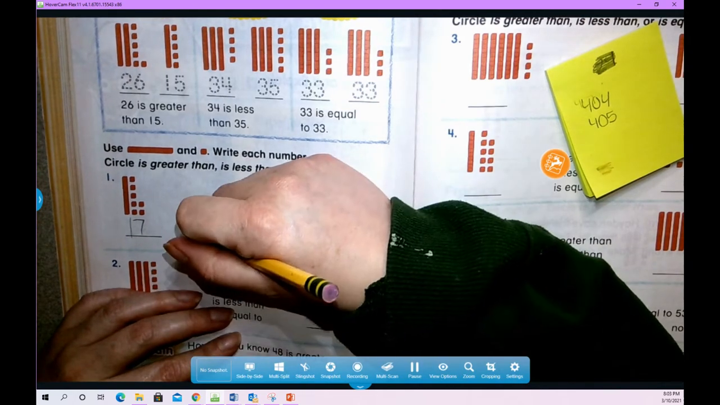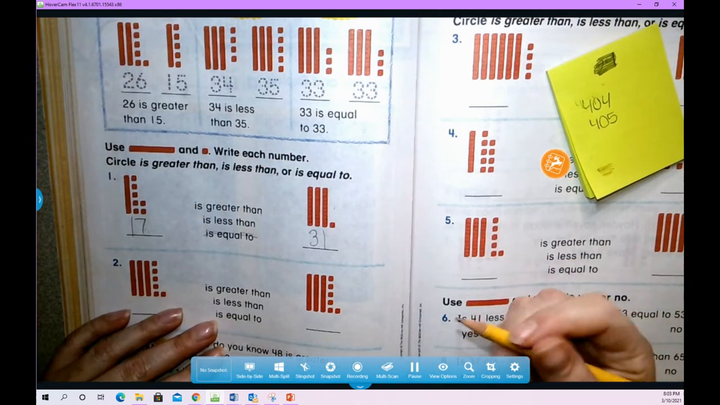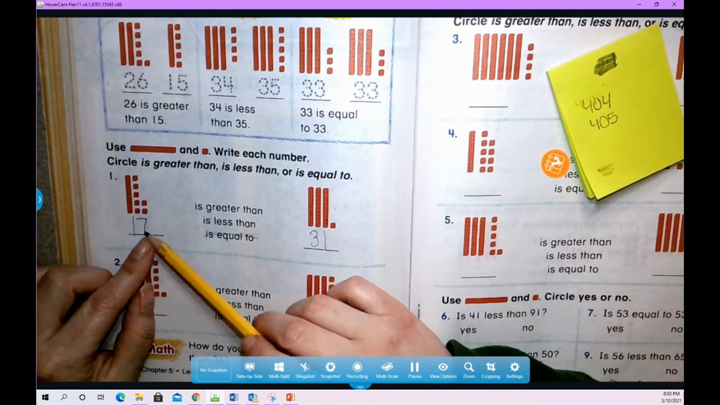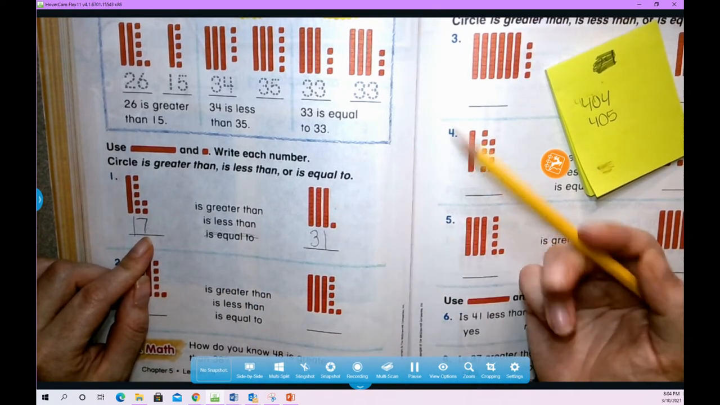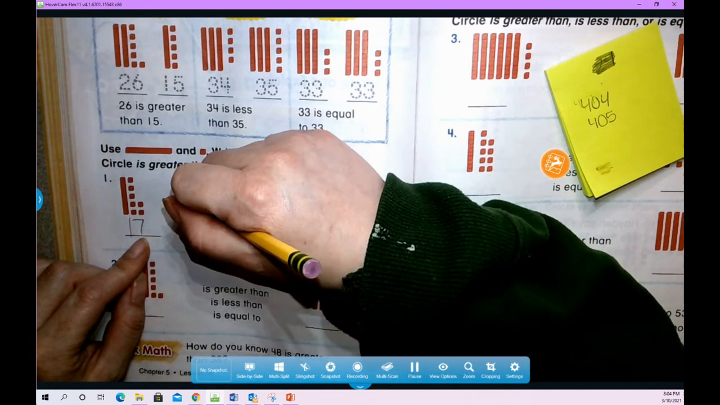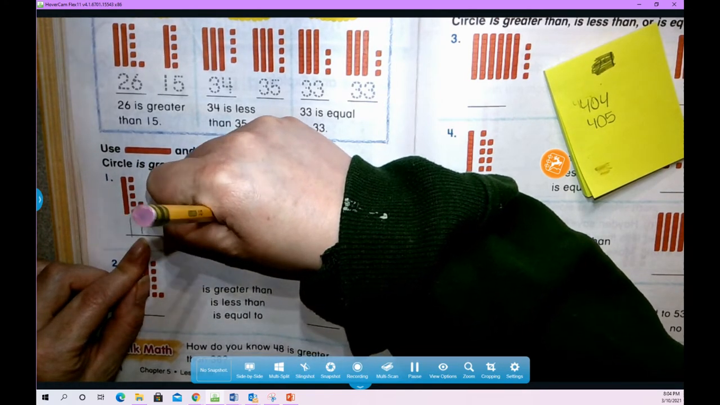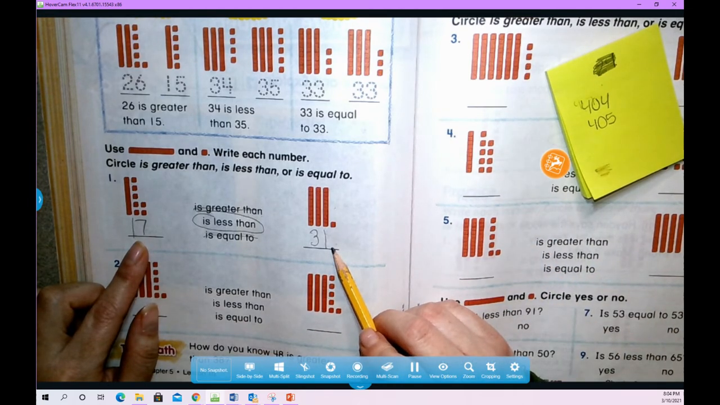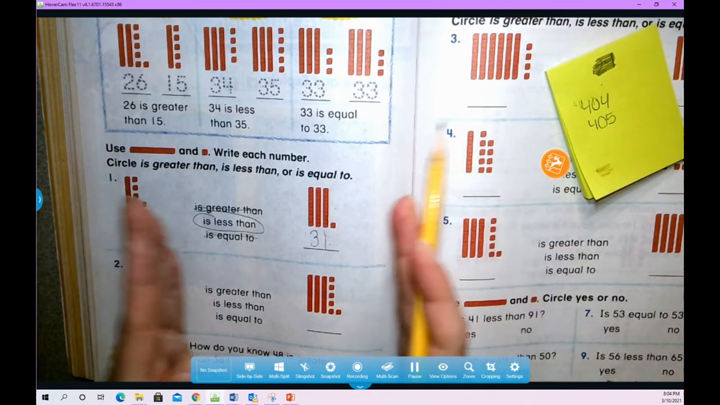No, they do not. So right away we know that they are not equal to each other. They're not the same. So that means that it is either greater than or less than. So does the number 17 have more cubes than the number 31? No, it doesn't. So it can't be greater than. So that means that the number 17 is less than. It has less cubes than the number 31. It's a smaller number than the number 31. It is less than.